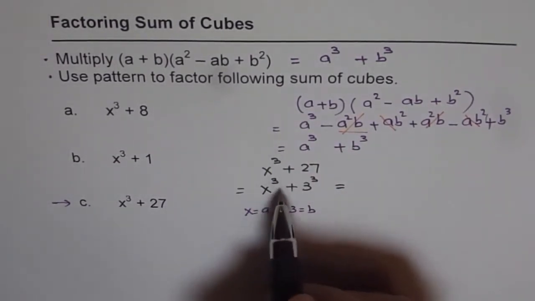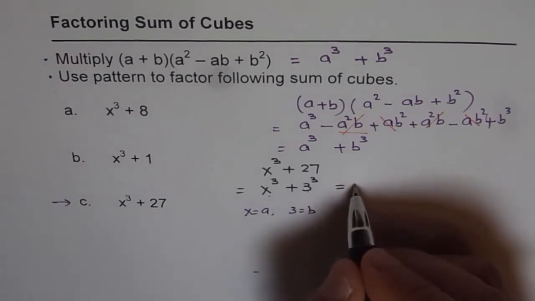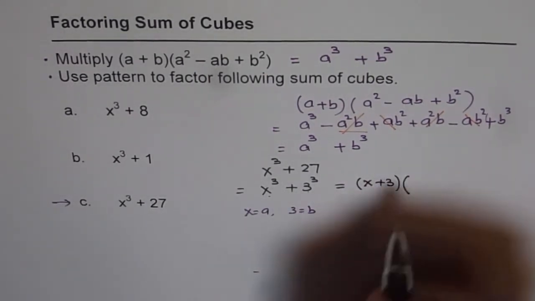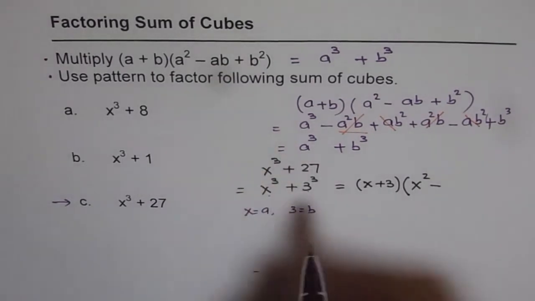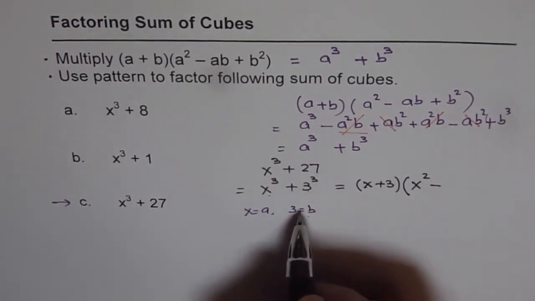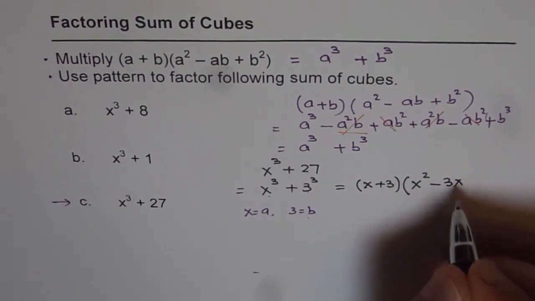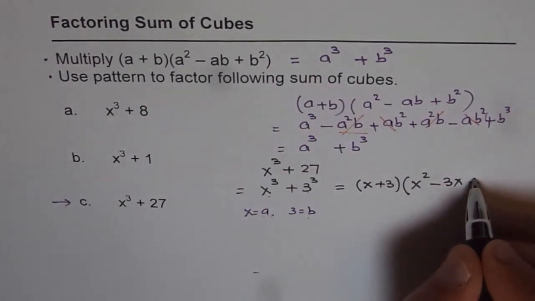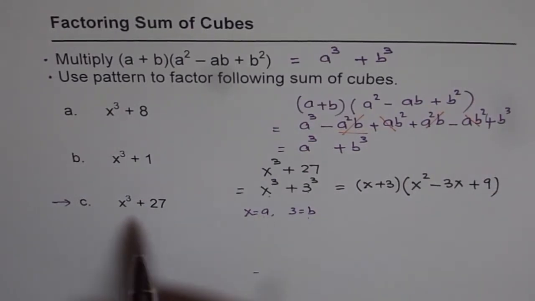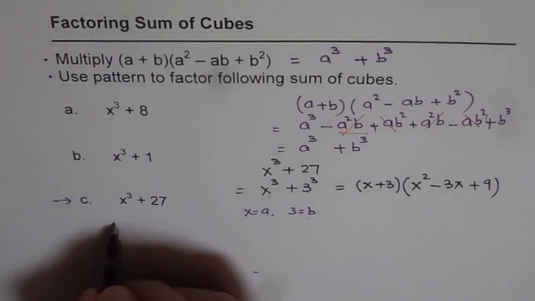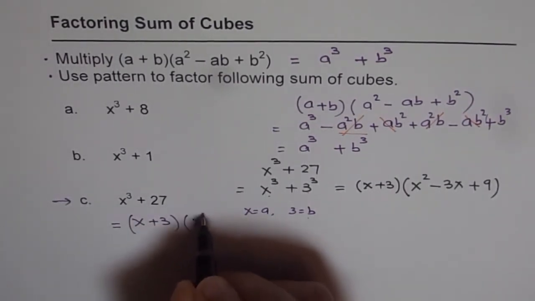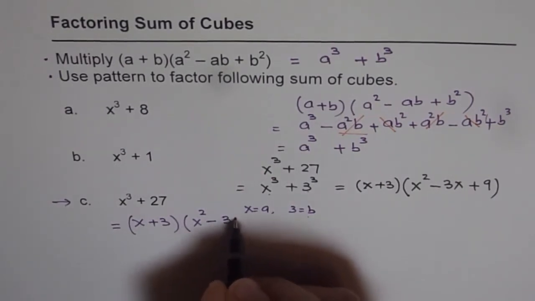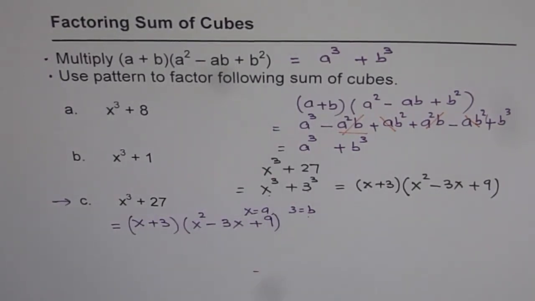So we get what? A cube plus b cube will be a plus b, that means x plus 3, right, times a square, which is x square, minus ab, which is these two products, which is 3x, right, 3x, plus b square, which means 3 square, and 3 square is 9. So that is how you can factor your equation. And now we can write down x cube plus 27 as equal to x plus 3 times x square minus 3x plus 9. So that is how you can factor it.